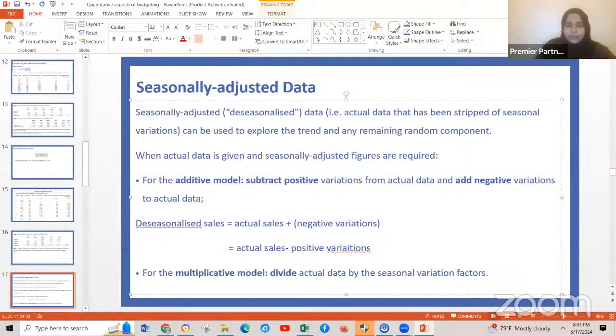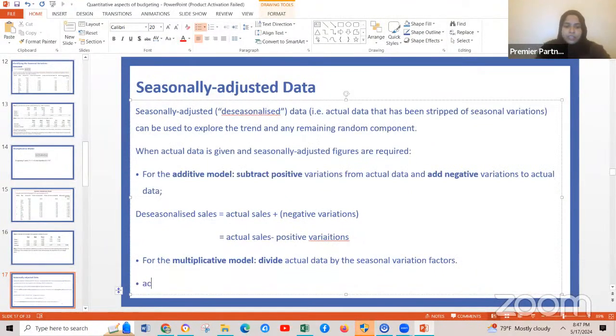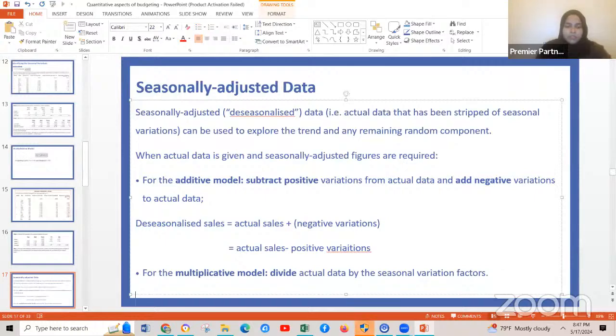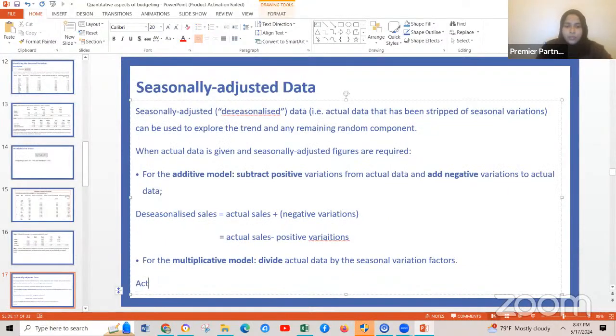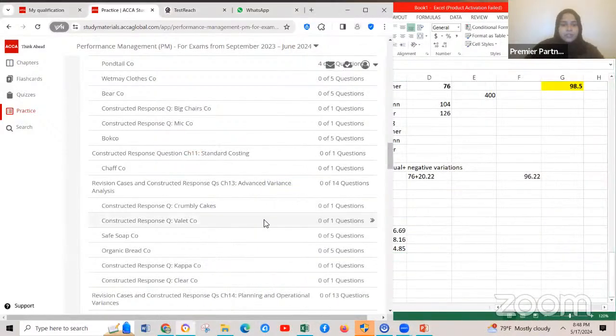Multiplicative model. Divide actual data by the seasonal variation factor. Here, actual sales to get deseasonalized. You take the actual sales and divide by the seasonal variation factor. Don't take the trend, guys. Take the actual sales. They ask for deseasonalized sales, right? So I've just adjusted my tute also there.